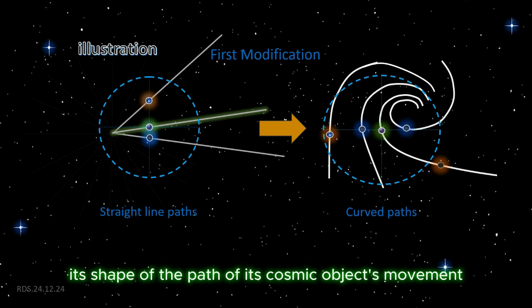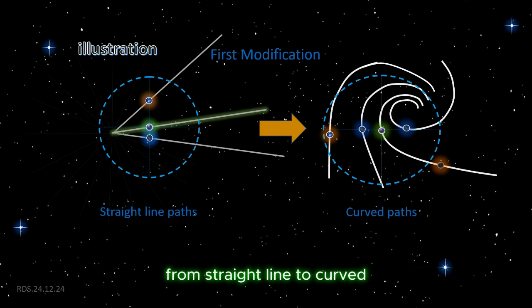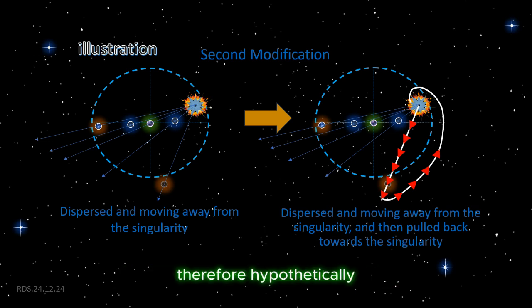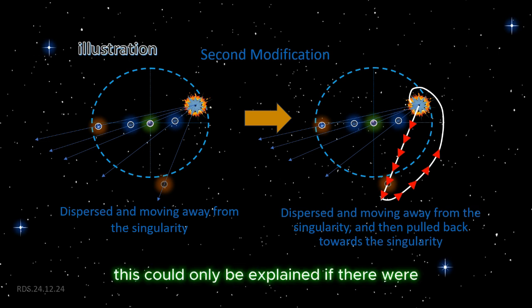In the previous video, it is explained how the Big Bang model was modified: the shape of the path of its cosmic objects' movement, from straight line to curved, and the direction of its cosmic objects' movement, from moving away from the point of origin to moving towards the point of origin. Therefore, hypothetically, this could only be explained if another explosion occurred after the Big Bang.